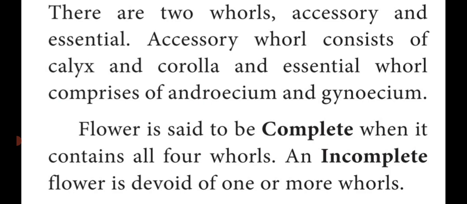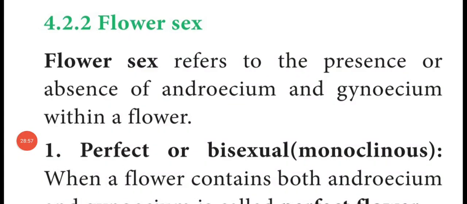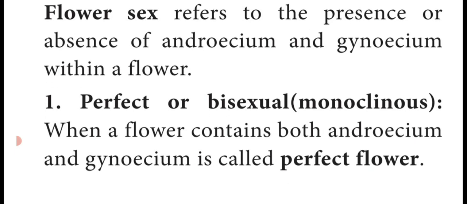Differentiate between complete and incomplete flower. If the flower contains all the four whorls, it is a complete flower. If one of the whorls is devoid, that means absent, that flower is known as incomplete flower. Dear students, next we are going to see flower sex. So flower sex refers to the presence or absence of androecium and the presence or absence of gynoecium within the flower, that is known as flower sex. First one, perfect flower or bisexual.